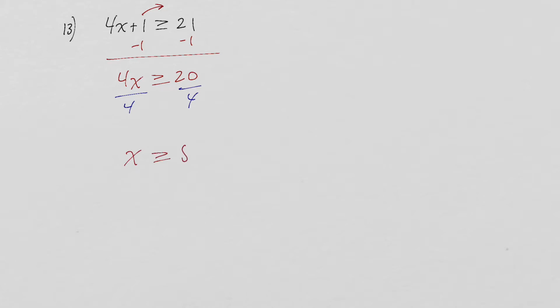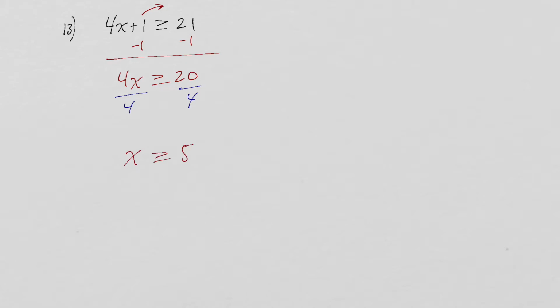Okay, this is number 13. All right, so we're going to move the 1 over to the right by subtracting it from each side, and we're going to get 4x is greater than or equal to 20, and then we'll divide by 4 on each side, and we'll get x is greater than or equal to 5.